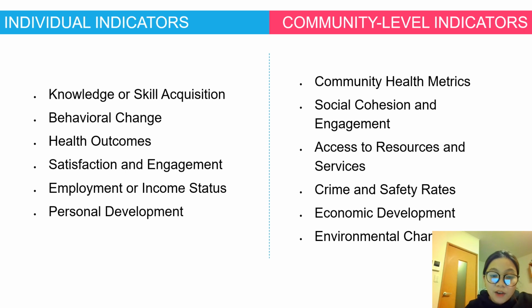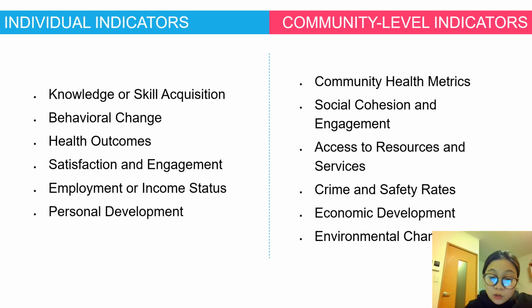Next is economic development. So indicators of economic growth or stability at the community level, such as increased local employment, improved infrastructure, or new businesses opening. And lastly, we have environmental changes. So improvements in the physical environment, such as reduced pollution, better public spaces, more greener areas due to community programs or environmental initiatives. So the key differences between individual and community level indicators in terms of scope.